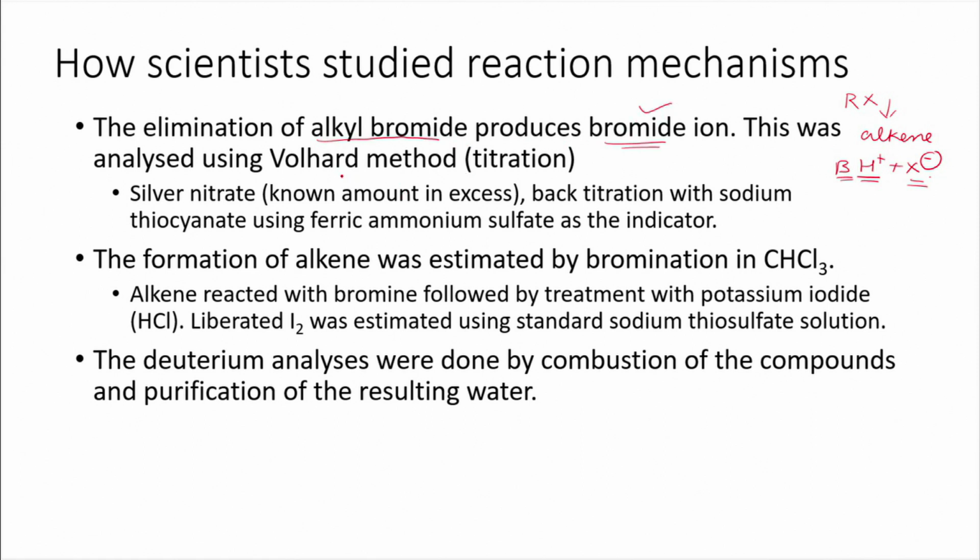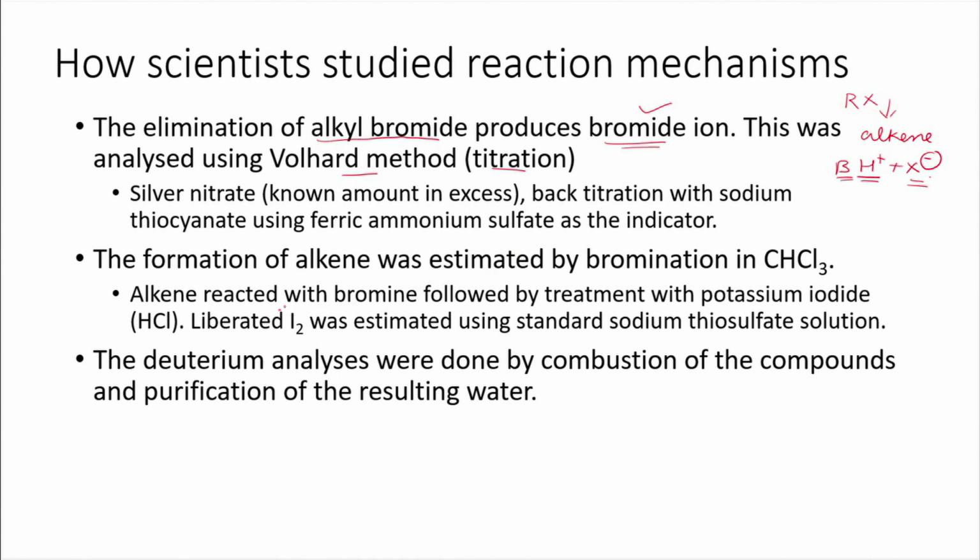So, they used the Volhard method of titration. So, silver nitrate of known amount in excess was back titrated with sodium thiocyanate and ferric ammonium sulphate as the indicator. That exactly tells how much of the bromide ion is formed in that reaction. So, from that they can actually back calculate and tell how the reaction actually proceeds.